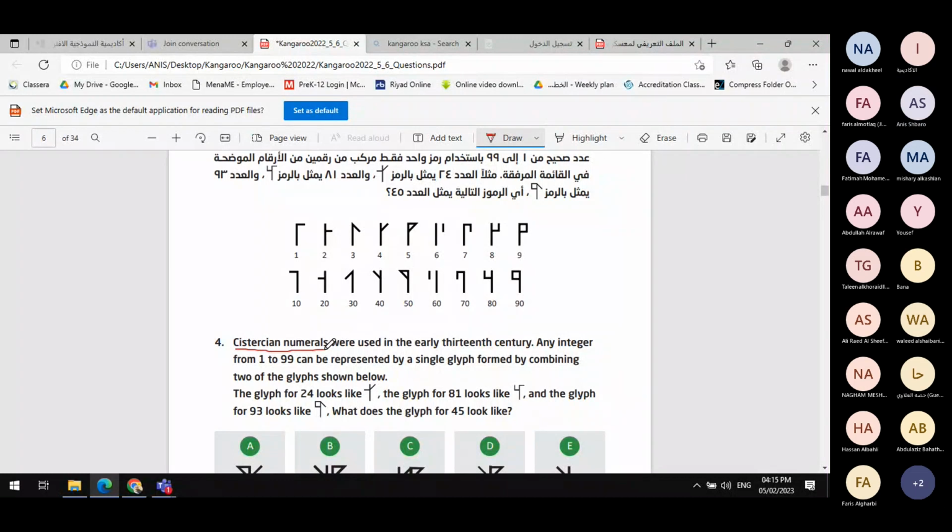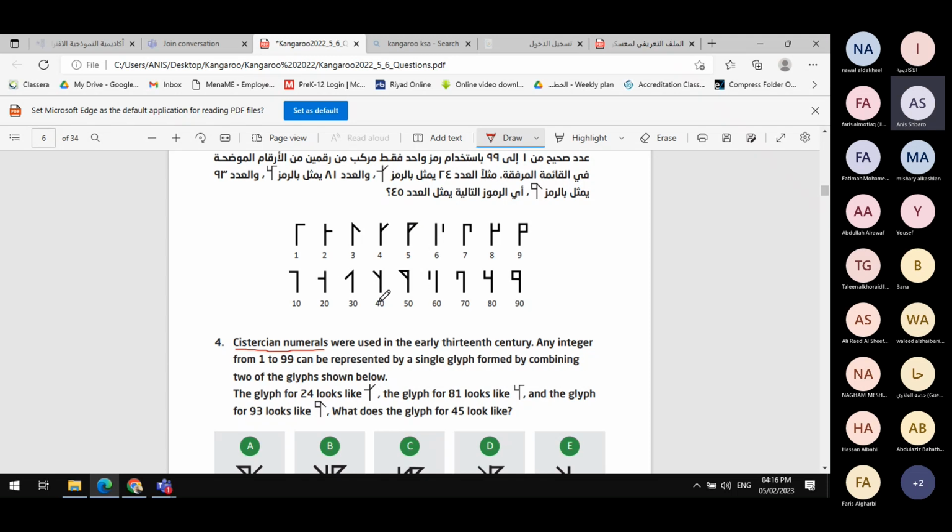Were used in the early 13th century. Any integer from 1 to 99 can be represented by a single glyph formed by combining two of the glyphs shown below. The glyph for 24 looks like the shape. And the glyph for 81 looks like the shape. And the glyph for 93 looks like this shape. What does the glyph for 45 look like?